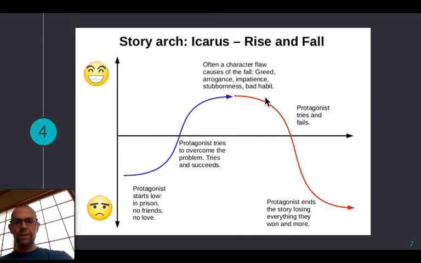This is a common structure for Shakespeare's tragedies. Macbeth, for example. Macbeth starts off here. He's not king. He wants to be king. He kills the king and gets everything he wants, except he loses everything by the end because he continues on his ambitious trail of destruction and loses everything at the end.